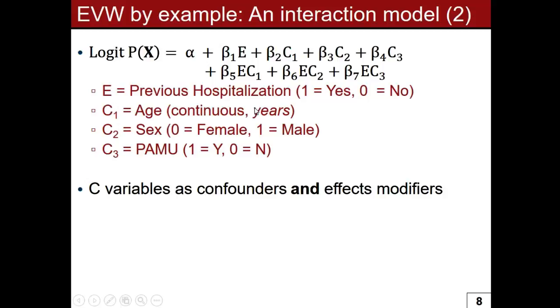We have 1 exposure, 3 C control variables, age, sex, and PAMU. So 4 things were measured in this study, essentially. But there's 7 terms in the model. So the C's are getting recycled. They're getting used multiple times, as is the exposure. We're sort of recycling things. So now there's more terms than stuff we measured.